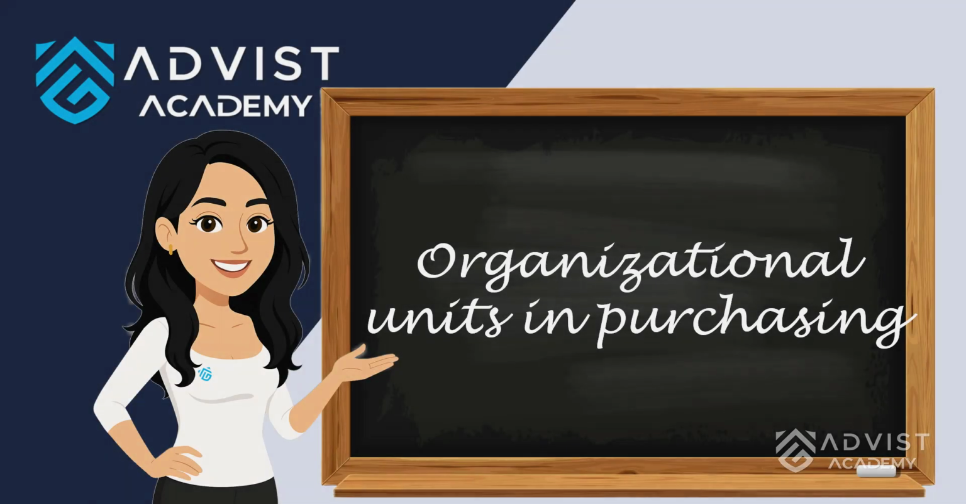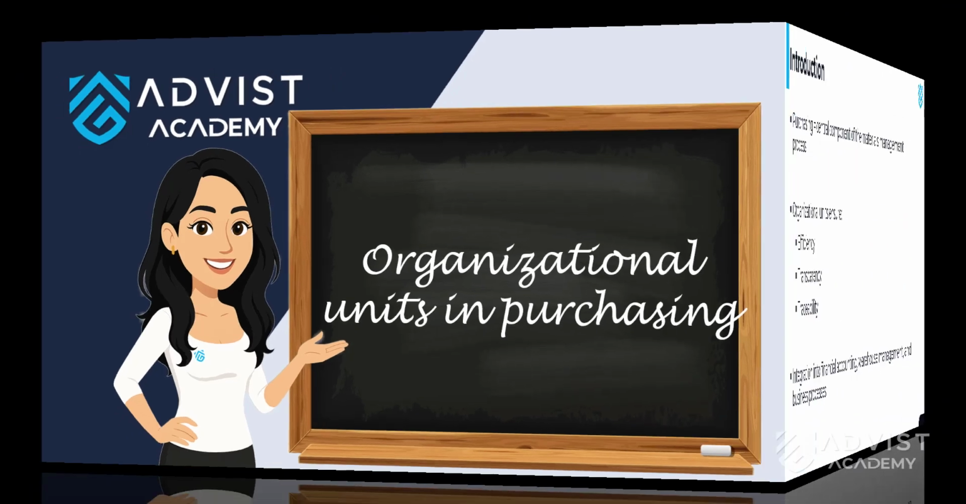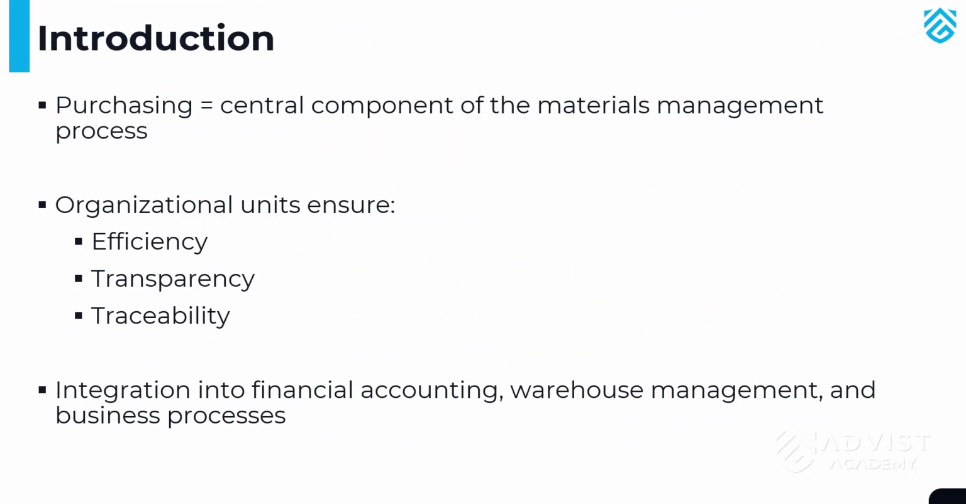In this video, we take a look at an overview of the organizational units in purchasing. In the SAP system, purchasing is a central component of the materials management process. To control the processes efficiently, various organizational units are defined, each with specific tasks and responsibilities.